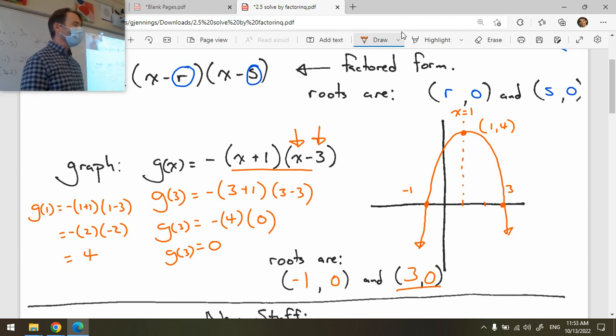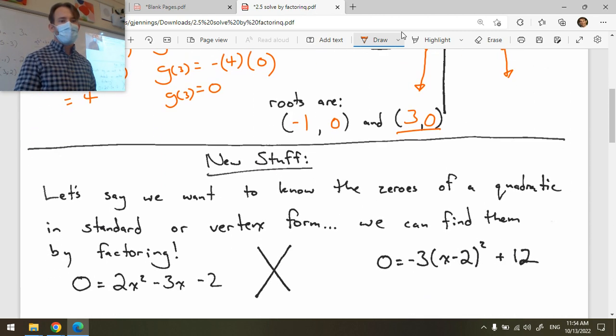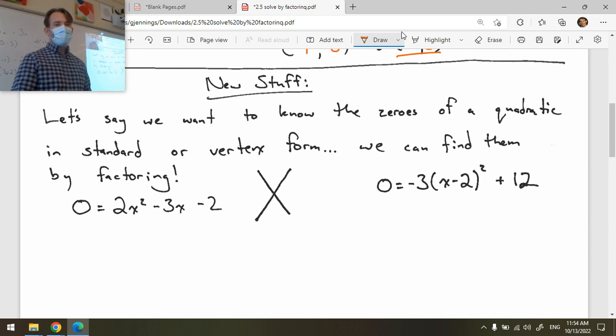So graphing from factored form, this would be my process. Plot the roots, they're given by the form, and then average the roots to find the x value of the vertex, and then evaluate the function at that point to find the y value of the vertex. Plot it and put your parabola through. Done. If you want to get fancy, you can use your step pattern. You can put on more points, but really already I've got a really good picture of what's going on with this stuff. So now we get to the new stuff.